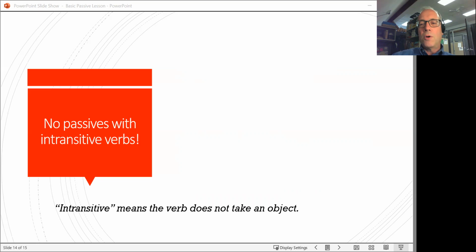Now, one thing to remember with passives, you cannot use an intransitive verb with a passive. An intransitive means a verb does not take an object. So let's look at some examples of intransitive verbs. The full moon was appeared. Appeared is an intransitive verb. There's no object after appeared. So you cannot say, I appeared the moon, but we can say the moon appeared. So we cannot make it a passive.